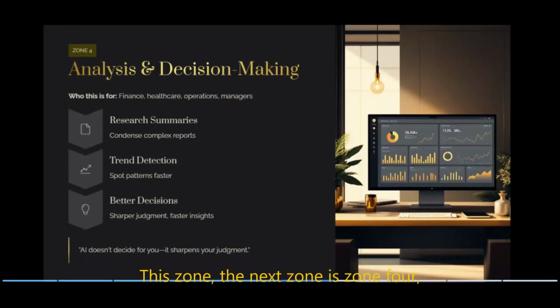The next zone is zone 4, analysis and decision making. If your work involves research, data, or judgment, and you're in finance, healthcare, operations, or management, AI helps you summarize faster, spot patterns, and explain complex data. So AI doesn't make decisions for you; it sharpens the decisions you already make. This is one of the highest value uses of AI.